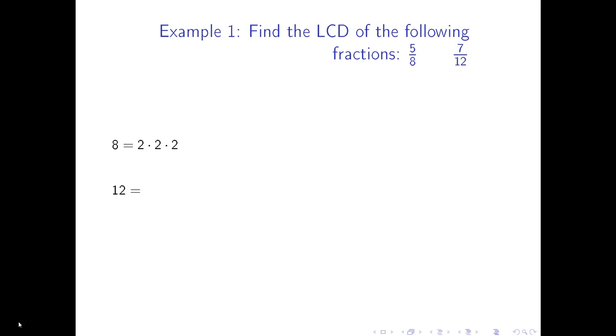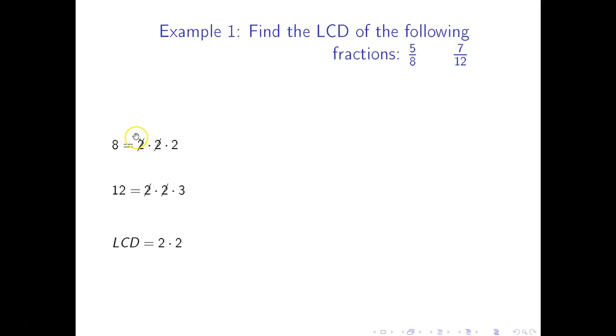So what about 12? Can you factor 12? Go ahead. Well, again, if you factor this, it turns into 2 times 2 times 3. So now that we've factored these, we're now going to find the lowest common denominator. We're going to say, what do they have in common? Well, they both have a 2, and then they have another 2, so they have two 2's.